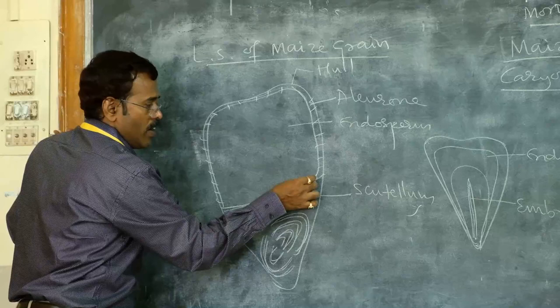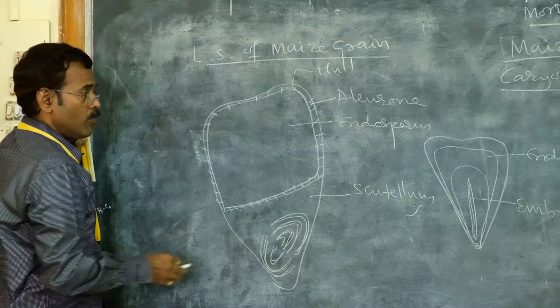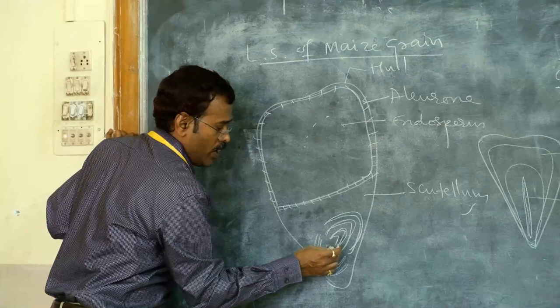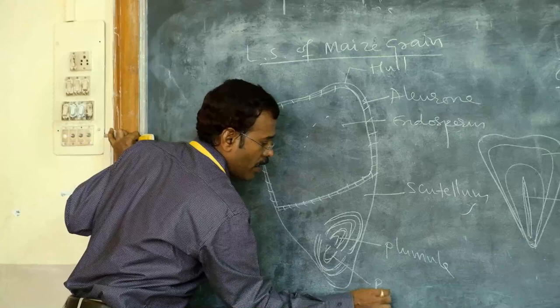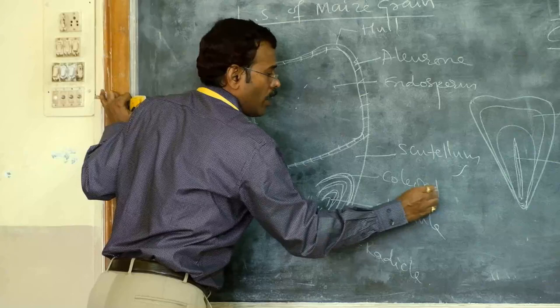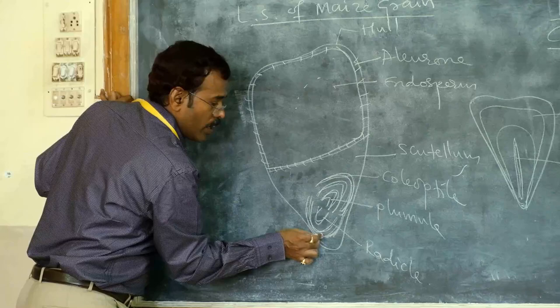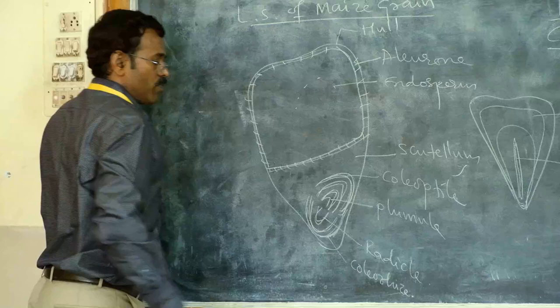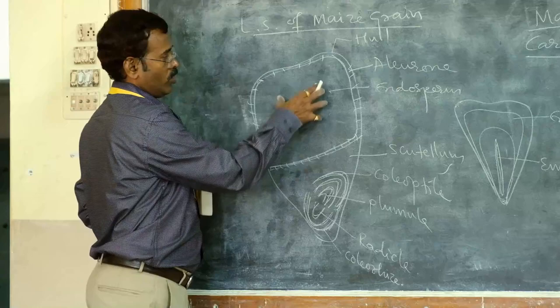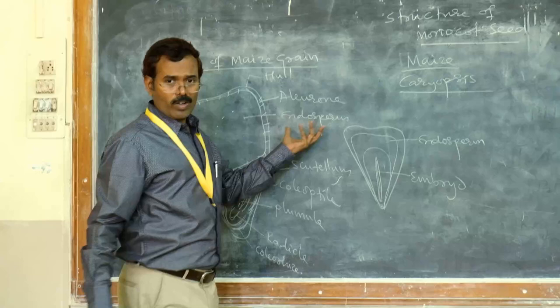The surface layer, the epithelial layer of the scutellum, can secrete hormones and helps in mobilization of the reserve material from endosperm into the embryo. Embryonic axis contains mainly plumule and radicle. This is the protective covering sheath of the plumule, called coleoptile. And this is the protective covering of the radicle, called coleorhiza. Radicle on germination gives rise to root system, and plumule gives rise to shoot system. So this is a brief about the structure of the dicot and monocot seed.